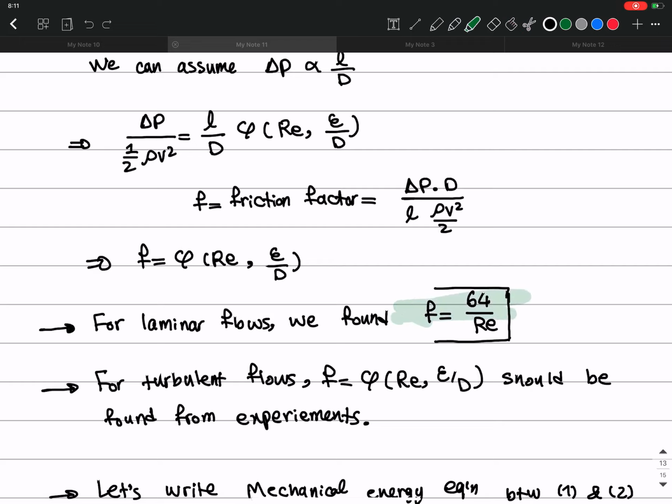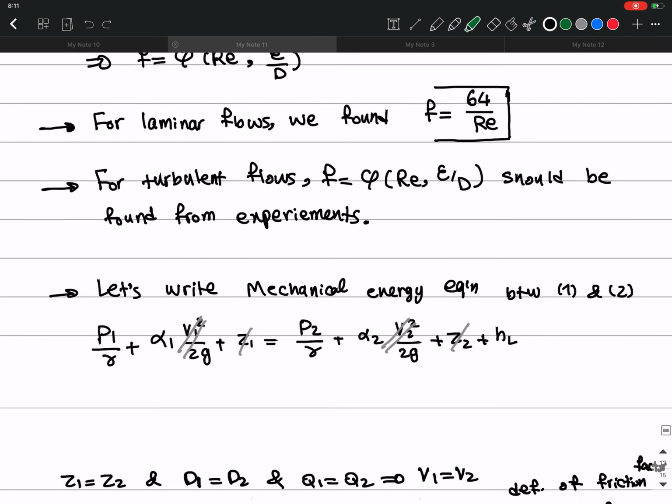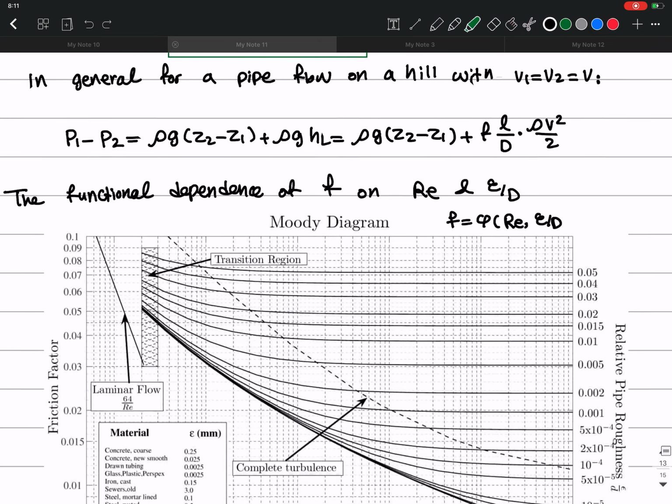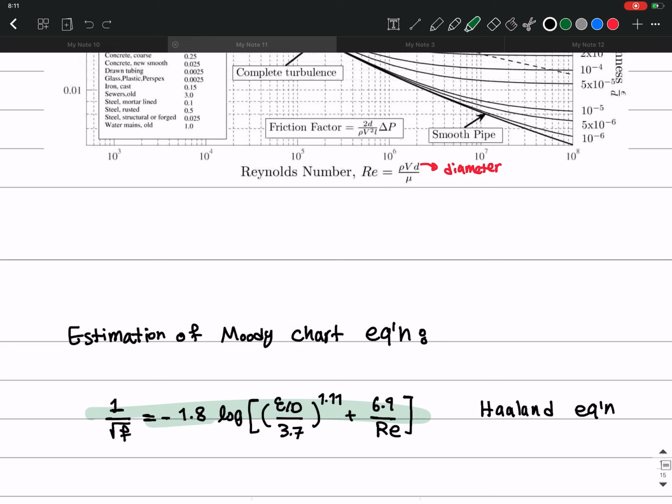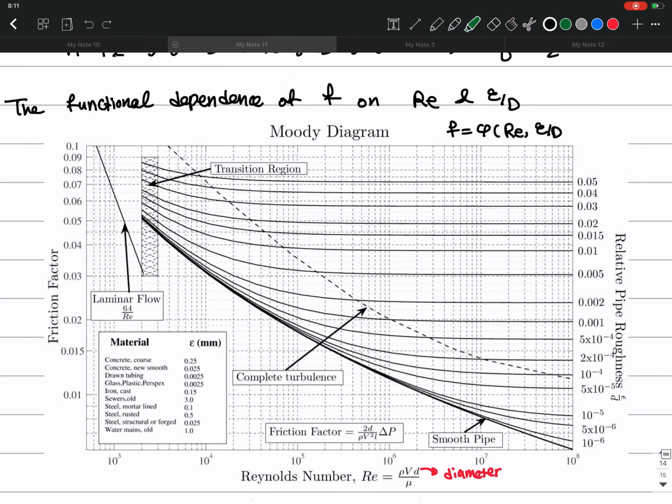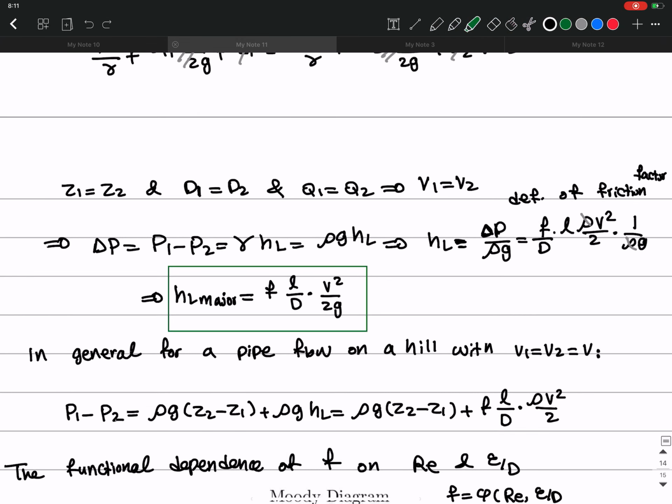And for laminar flows, we had previously found a very simple formula, f equals 64 over Reynolds number. And for turbulent flows, we have to use this Moody diagram, or this Haaland equation, which is an estimation for this Moody chart. And then the major losses in a pipe flow in general is going to be f L over D times V squared over 2g, where f is the friction factor.